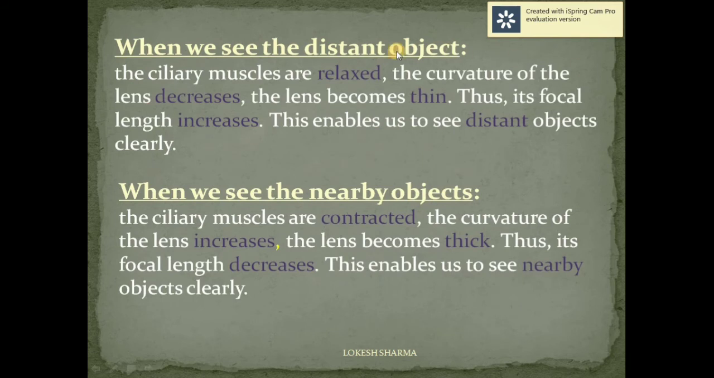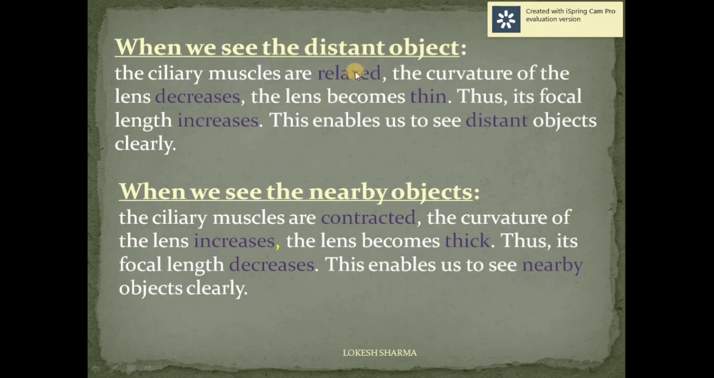When we see a distant object, the ciliary muscles are relaxed, the curvature of the lens decreases, the lens becomes thin, thus its focal length increases. This enables us to see distant objects clearly. But when we see nearby objects, the ciliary muscles are contracted, the curvature of the lens increases, the lens becomes thick, thus its focal length decreases. This enables us to see nearby objects.